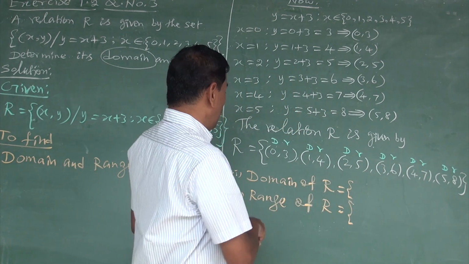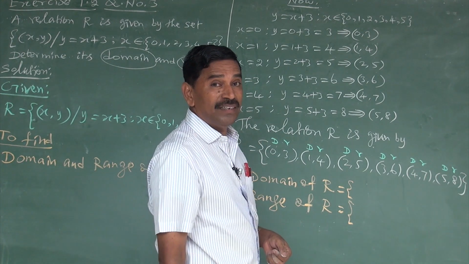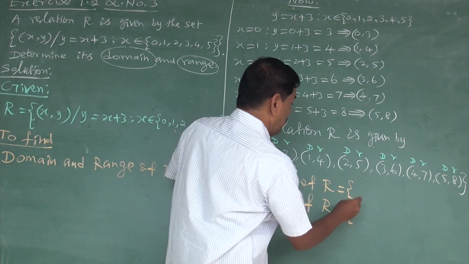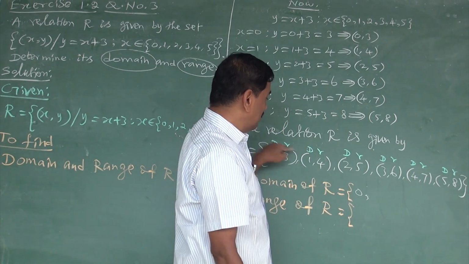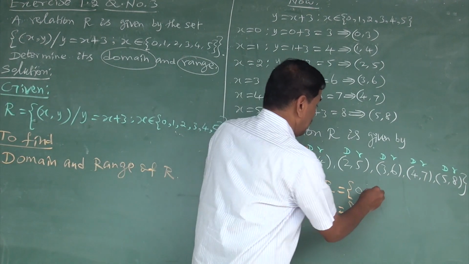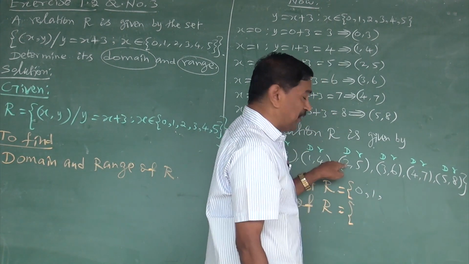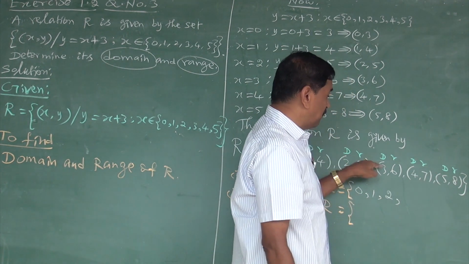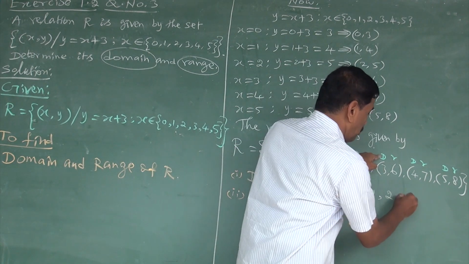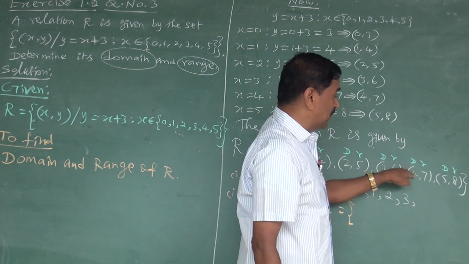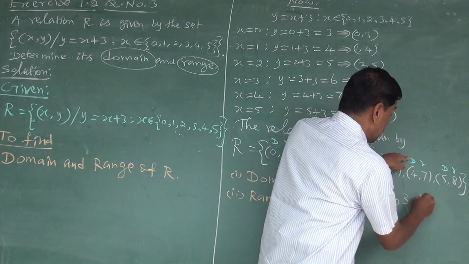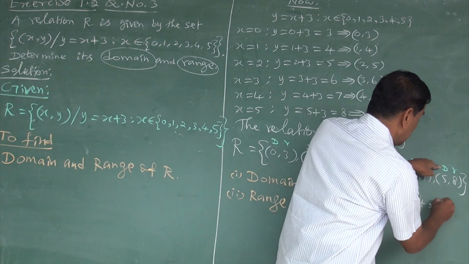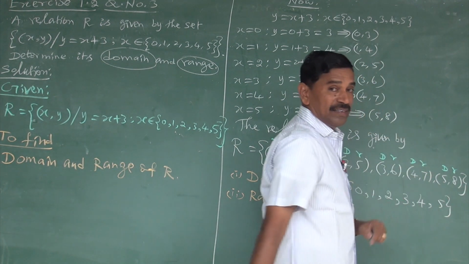Okay. List out the domain of R. Anyone? Good. How to list out? The first element, domain. 0 belongs to the domain. Next, the first element 1 belongs to the domain, 1 comma. The first element 2 belongs to the domain, 2 comma. The first element 3 belongs to the set domain, 3 comma. The first element 4 belongs to the domain set, 4 comma. The first element 5 belongs to the domain, so 5. Complete the flower bracket.